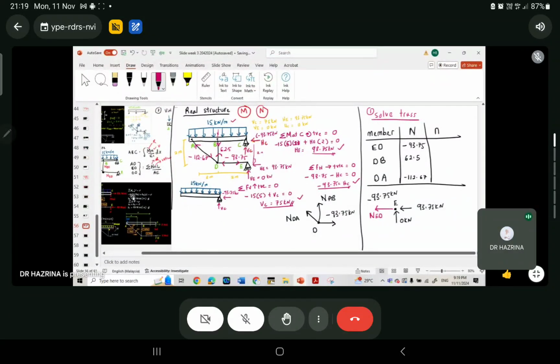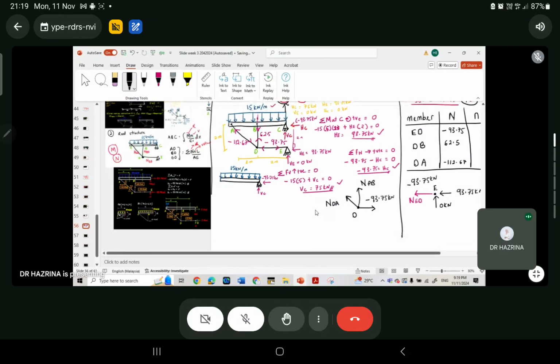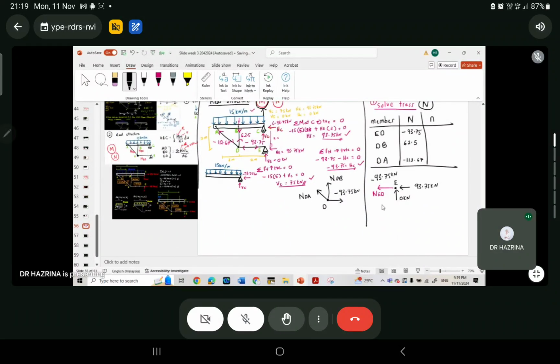So sekarang ni, bila you dah kira, you dah dapat you punya N, ED, DB, DA ni, dah dapat. So sekarang ni, you nak kena cari you punya M. This one, your M. Sebab yang you kira ni adalah N. Ingat I cakap, dalam nak kira you punya structure ni, you ada M dan juga N. Okay, so now kita nak cari, macam mana nak cari M? So how to get your M? So nak dapat M ni, you kena tengok betul-betul how to get the M value.